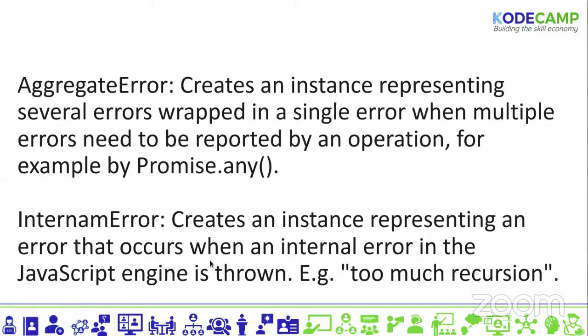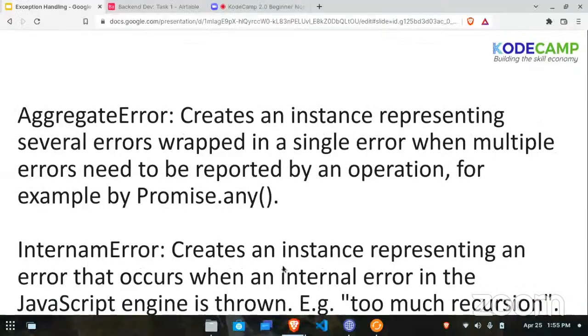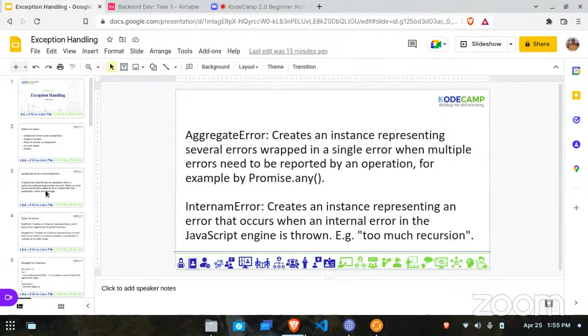Internal error creates an instance representing an error that occurs when an internal error in the JavaScript engine is thrown. For example, if you try to run a recursion that is infinite, that keeps on running and never ends, that is going to throw an internal error to tell you that maybe you have too much recursion in your code. So that's an example of how internal errors can be thrown. So let's try each of these codes and see how they work.